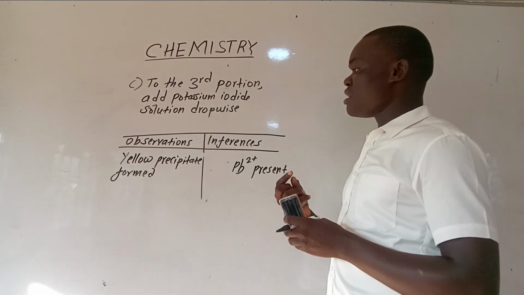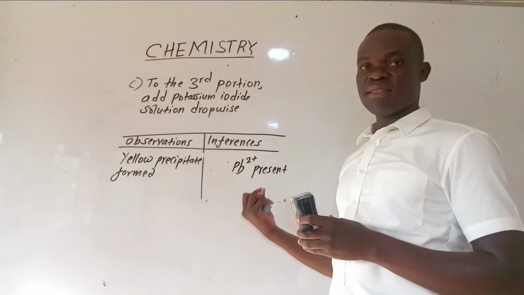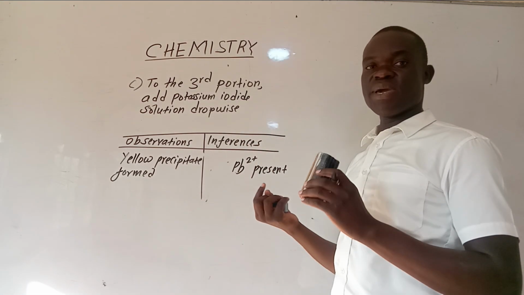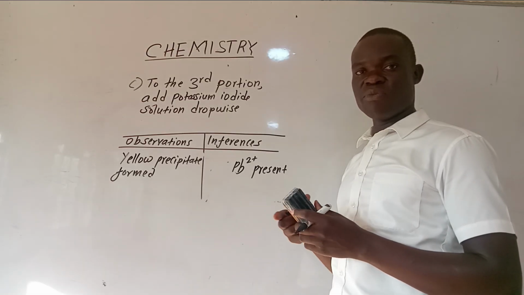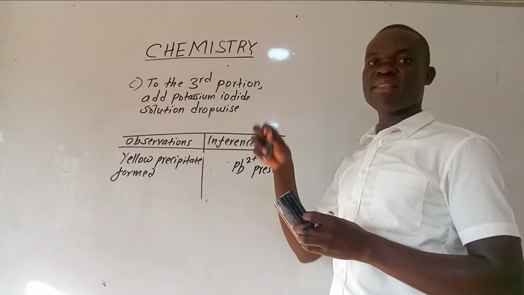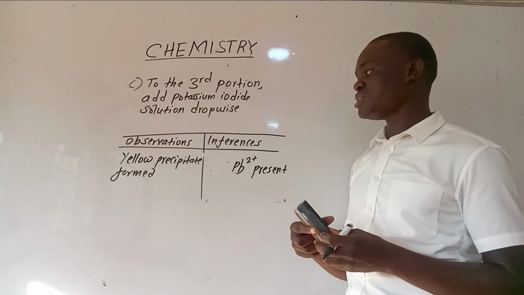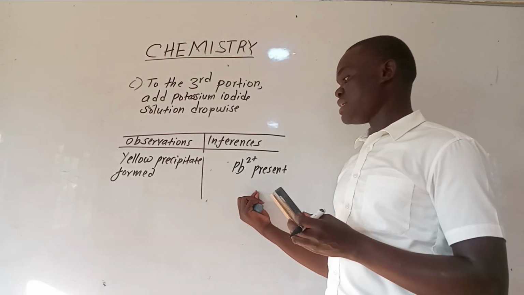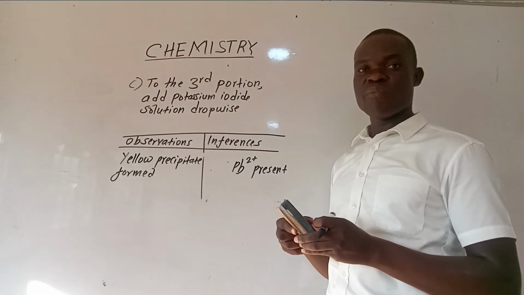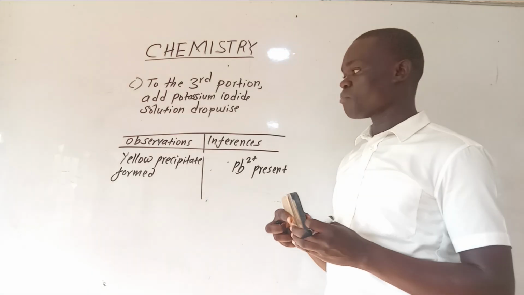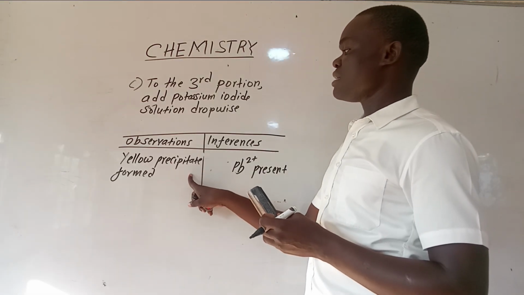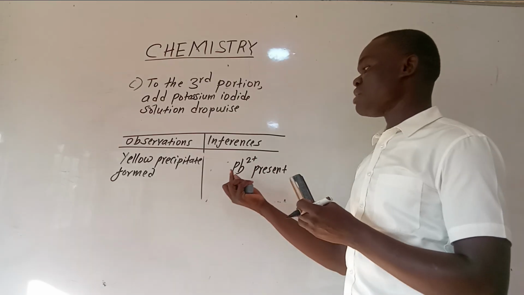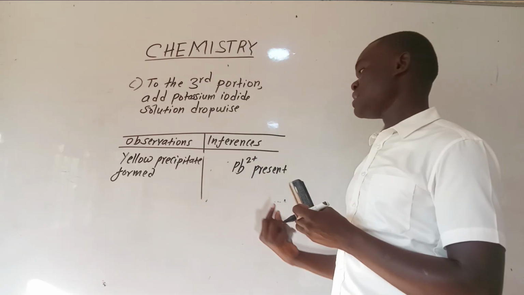If we were to use another reagent in the next question, we are not allowed to state aluminium anywhere, because it is like saying that aluminium ion is not there. In that experiment, we don't mention aluminium anywhere, because when you state that lead is present, it's just like stating that aluminium ion is absent. But if a yellow precipitate is not formed, now we talk about aluminium ion present, but lead ion absent.